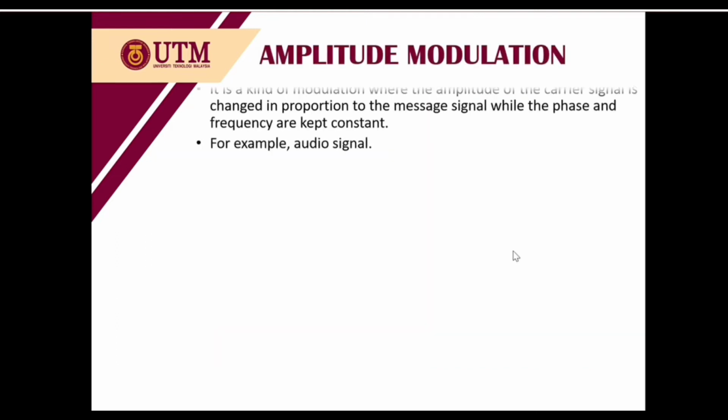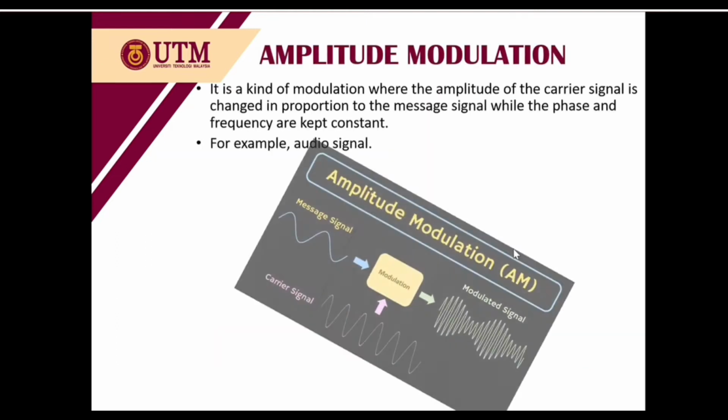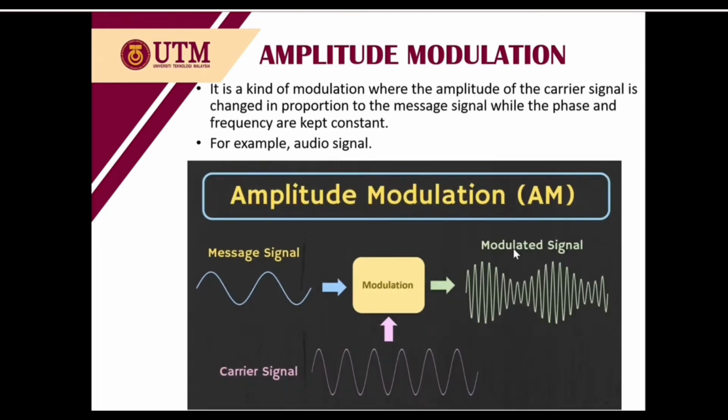Then we go through to amplitude modulation. Amplitude modulation is a kind of modulation where the amplitude of the carrier signal changes in proportion to the message signal, while the phase and frequency are kept constant. For example, an audio signal. So we can see here, this is the message signal or the waveform before entering the modulation, and this is the waveform after entering modulation. The message signal will pass through the modulation within the carrier signal and produce the modulated signal.